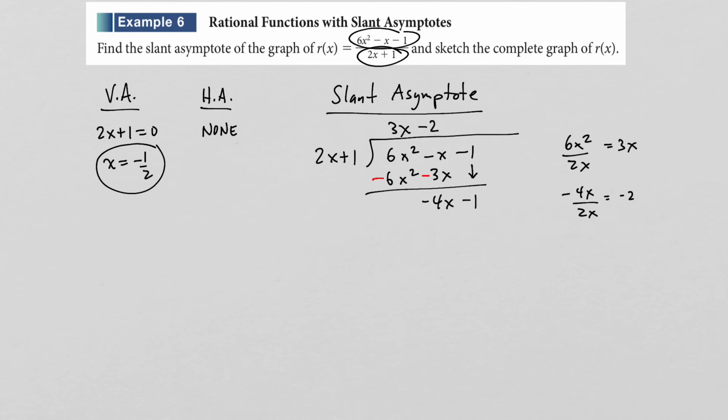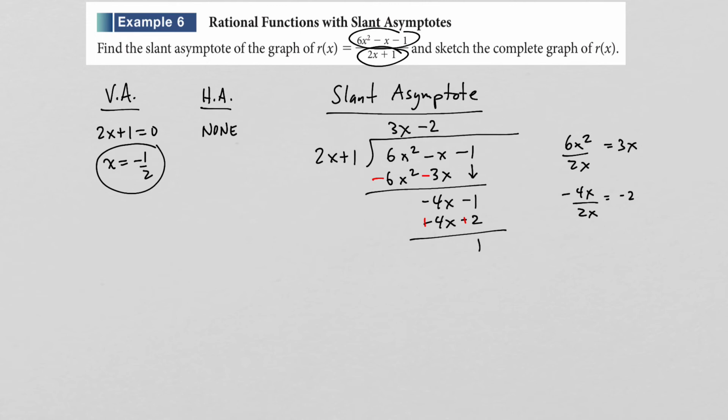So we get -2 here, and then we multiply -2 times 2x, which is -4x. And -2 times 1 is -2. And then we subtract and combine like terms here, and we get 1.